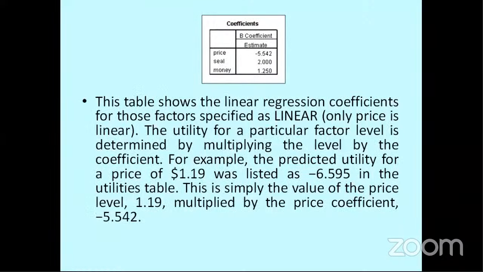It's a regression coefficient, beta coefficient, on which you can create the regression equation. If you remember, the regression coefficient which we had made in linear regression. So how can a linear regression be made? Minus 5.5 into price plus 2 into seal plus 1.250 into money. That way also you can make the regression equation.